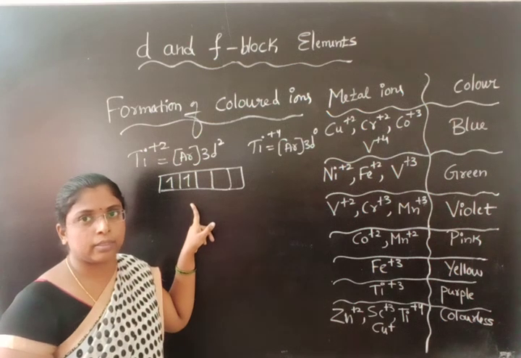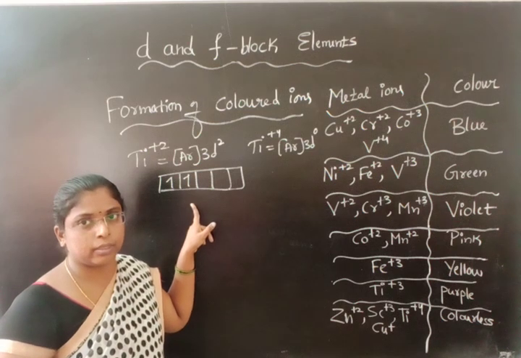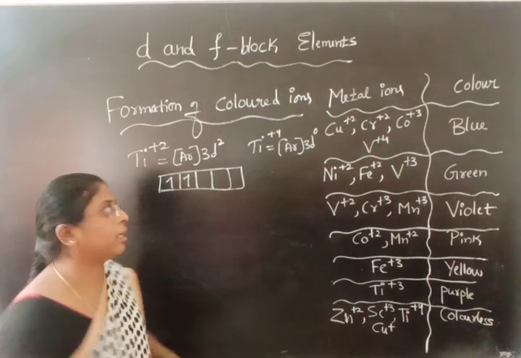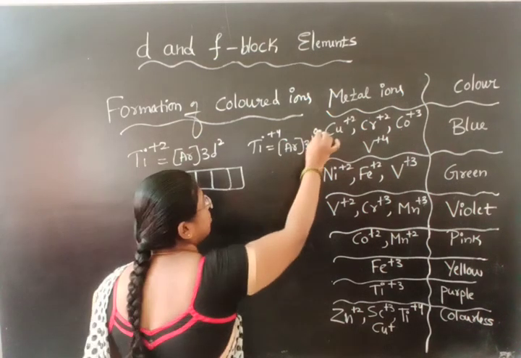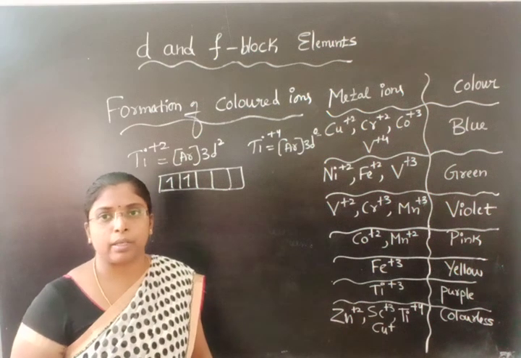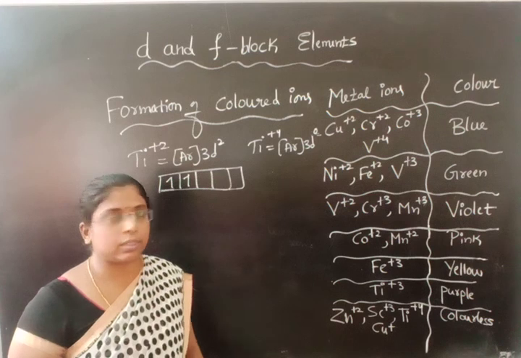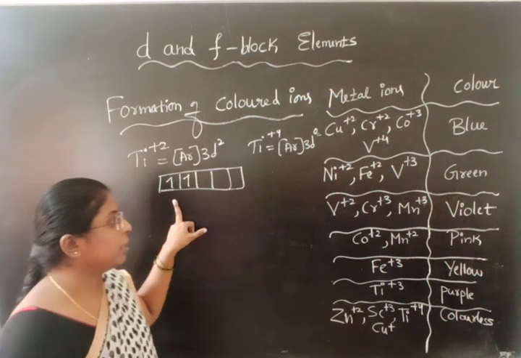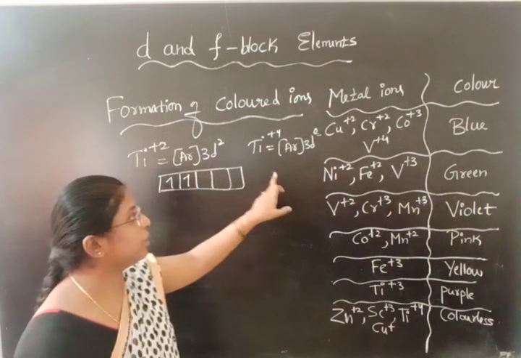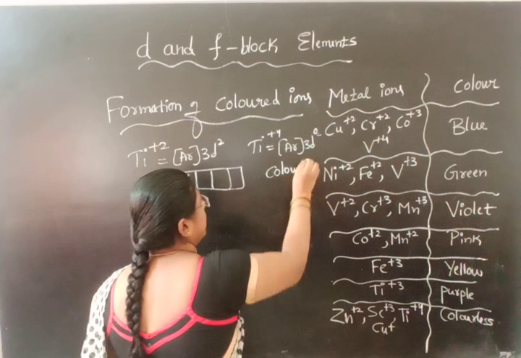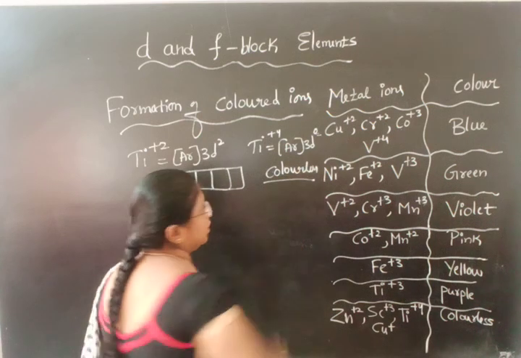Hence this Ti plus 2 is colored, whereas Ti plus 4 is colorless because there are no unpaired electrons. Here, the color is due to the presence of unpaired electrons. If partially filled d orbitals are there, only then can you see color. Ti plus 2 is colored, whereas Ti plus 4 is colorless because there is no unpaired electron for the excitation.